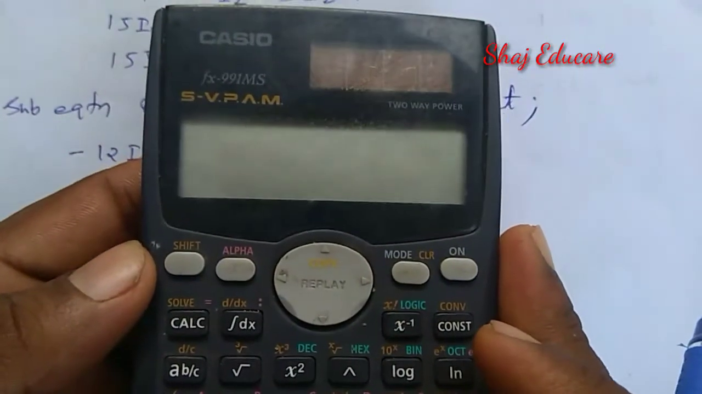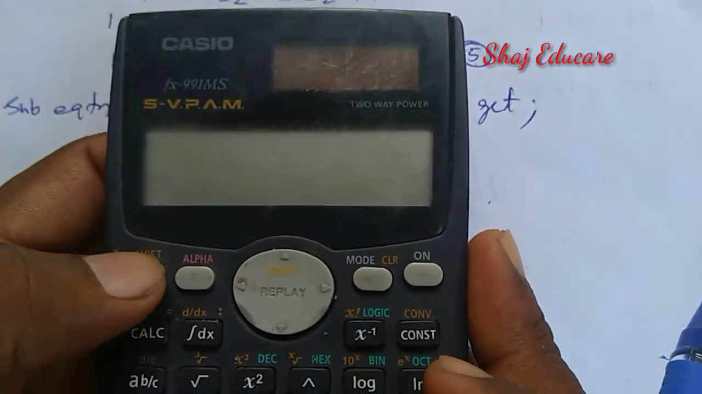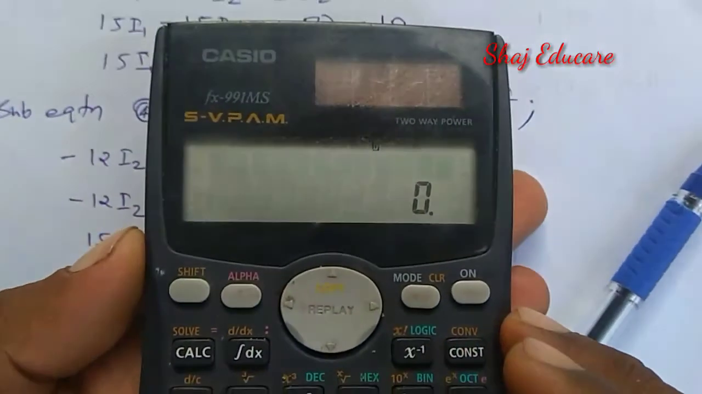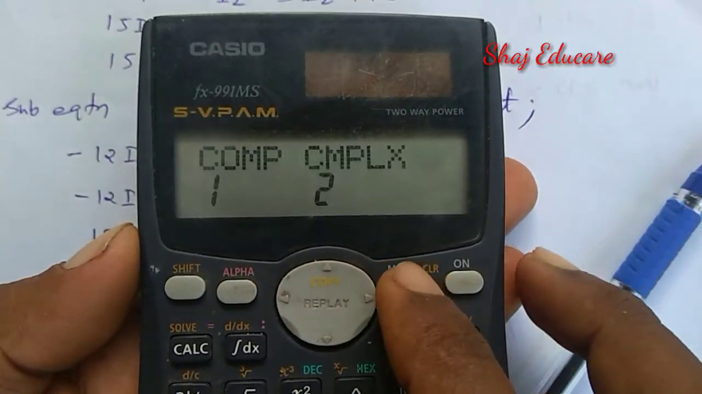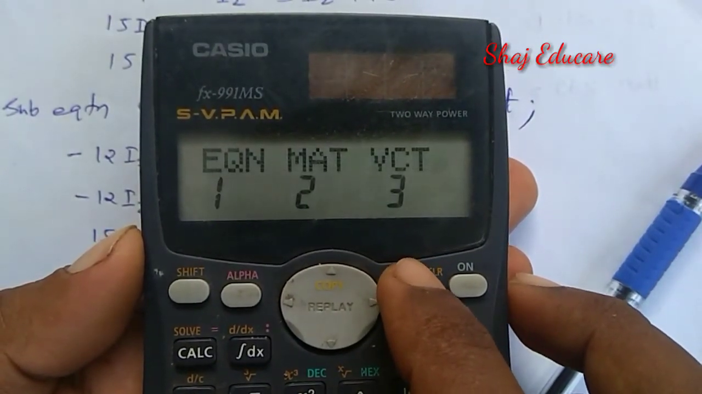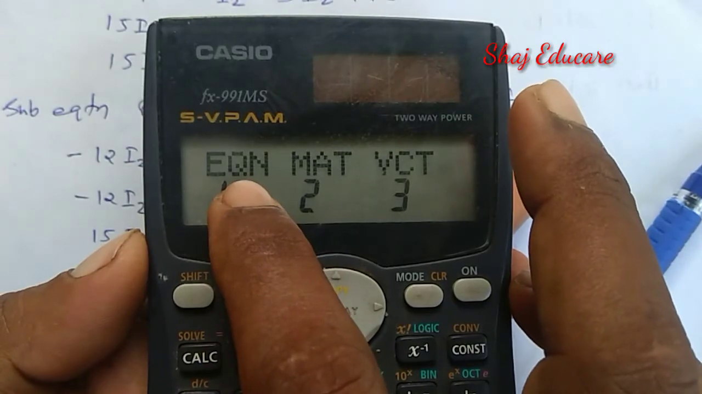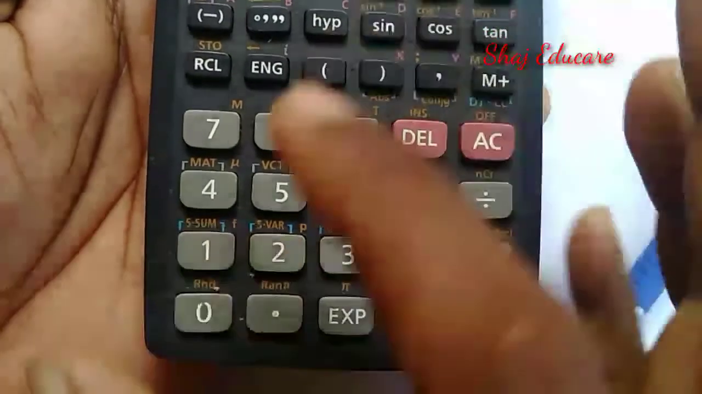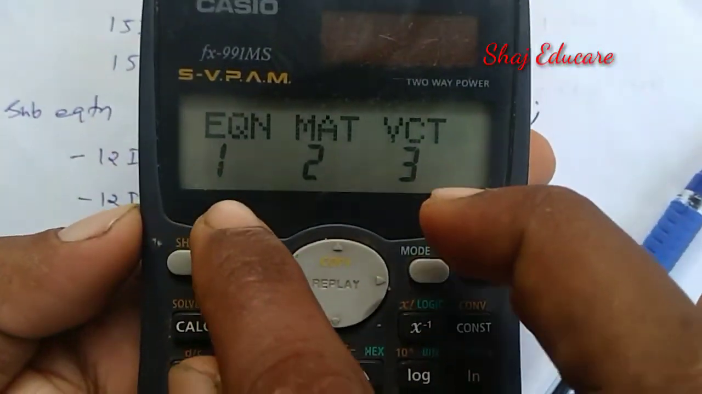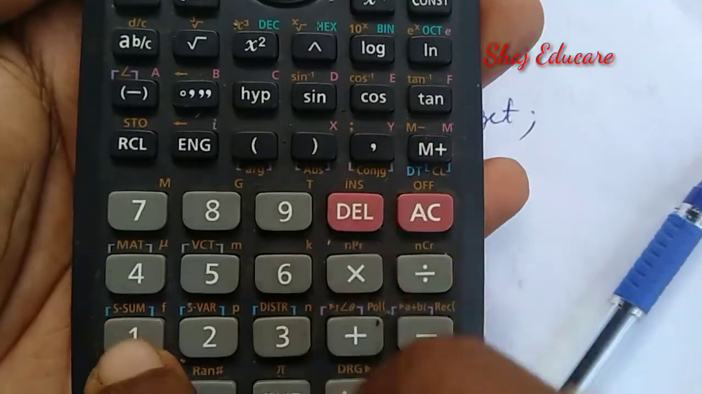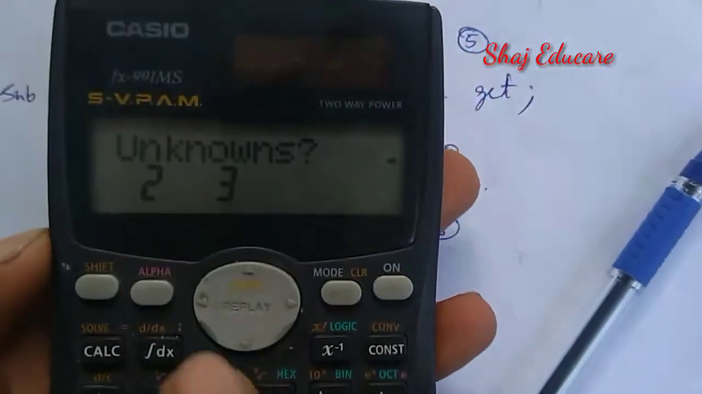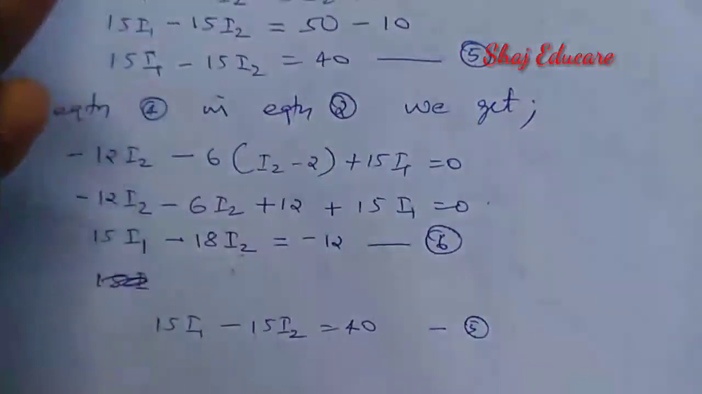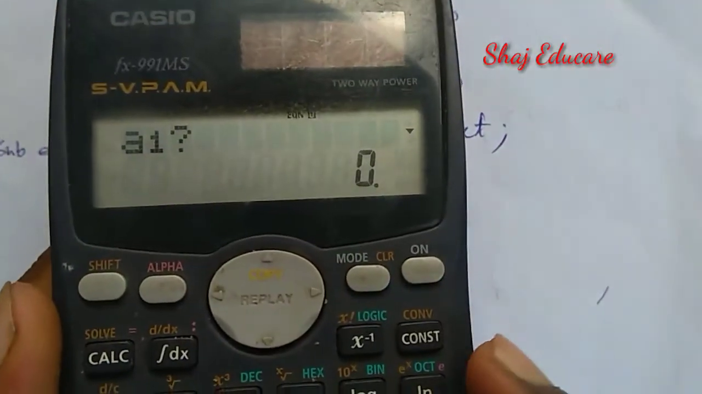This is the calculator I have. Just turn it on. Now press the mode key until we find this mode. EQN stands for equation. I'm going to enable it by pressing 1, because it is the first number. Then there is a question: how many unknowns are there? We have two.